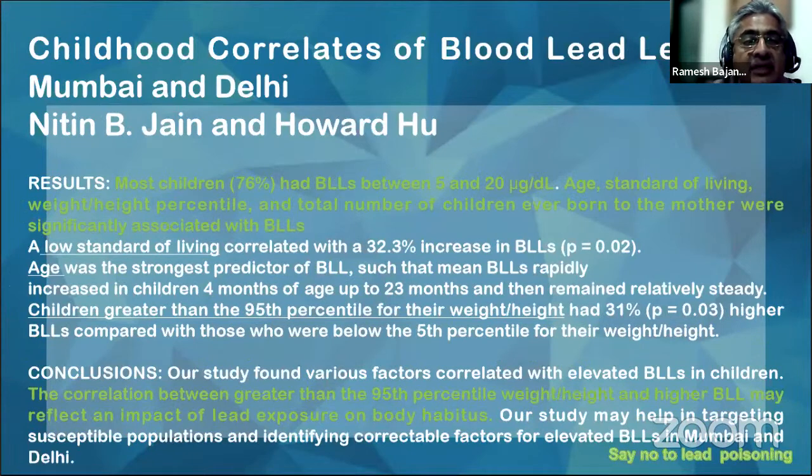This study by Dr. Nitin B. Jain and Howard Hu showed the role of coal and traditional folk medicines. Most children, 76%, had BLLs between 5 and 20 micrograms per deciliter. Low standard of living correlated with a 32.3% increase in BLLs. And the conclusion was that the correlation between greater than 95th percentile weight-for-height and higher BLL may reflect an impact of lead exposure on body heaviness. It might be acting by disturbing the hypothalamic-pituitary-adrenal axis.